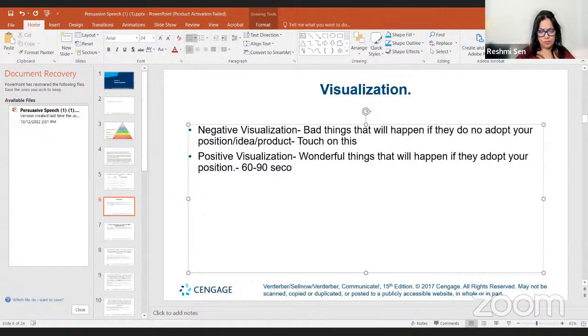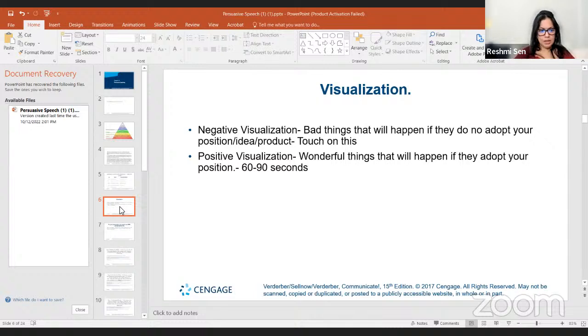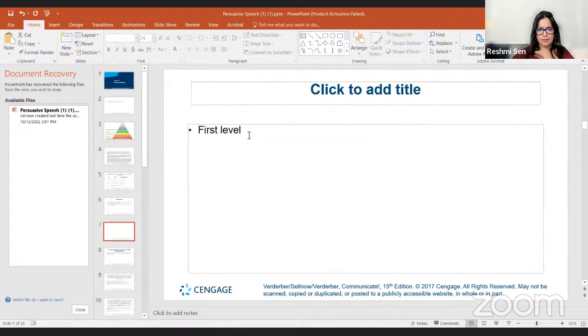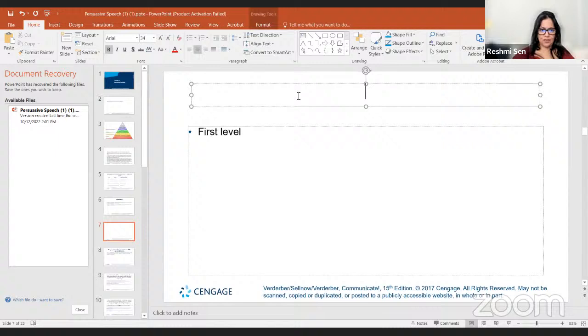I do think that you need to work on the need section of your persuasive speech the most, okay? So after this, after visualization, we will have the last step, which is action. And this is kind of, as I've mentioned to you, like the final nail in the coffin. Like, you've got to seal the deal.